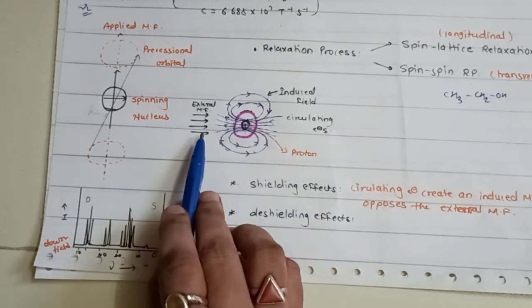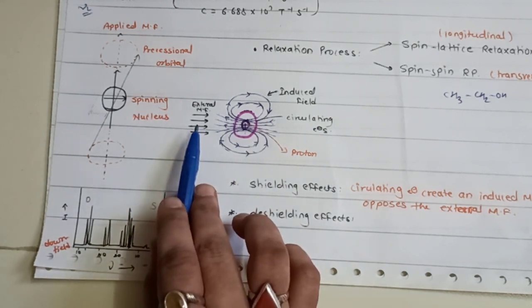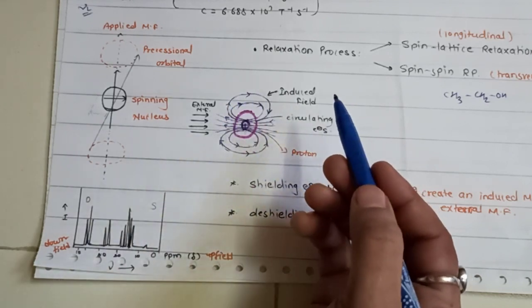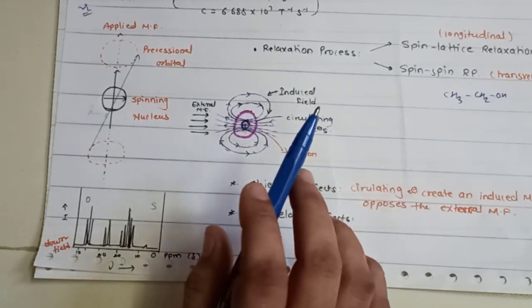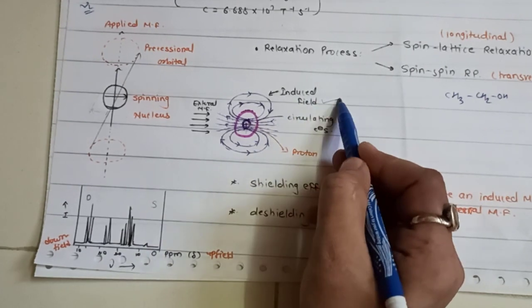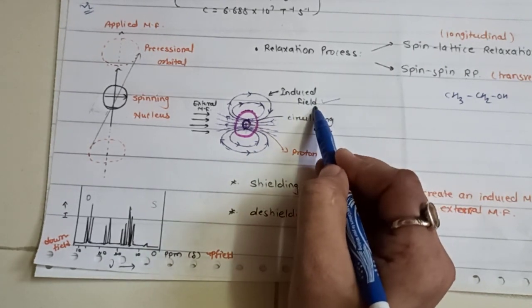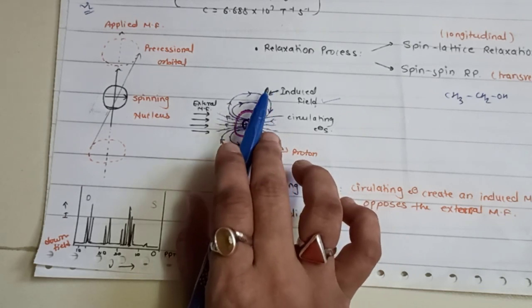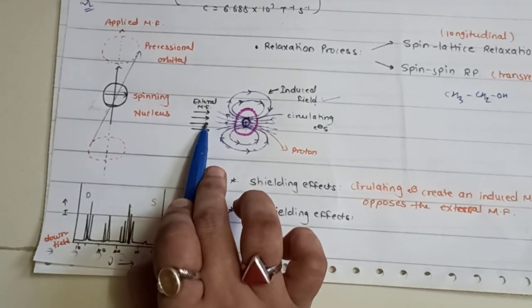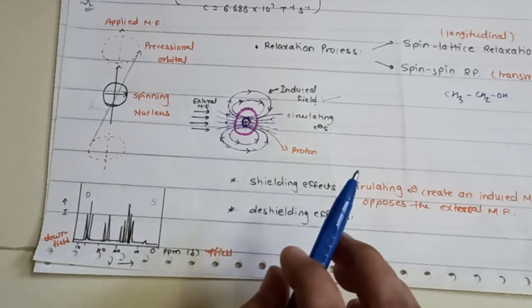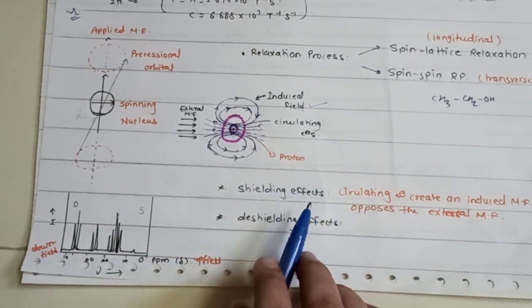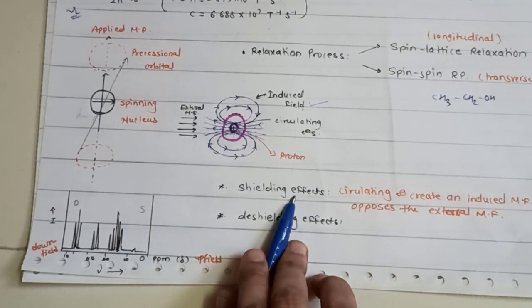So in the presence of an external magnetic field, the electrons are going to circulate and generate a local or secondary magnetic field, which is known as the induced magnetic field. Now if the direction of the induced magnetic field is opposite to that of the external magnetic field, we call the effect diamagnetism, or a shielding effect.